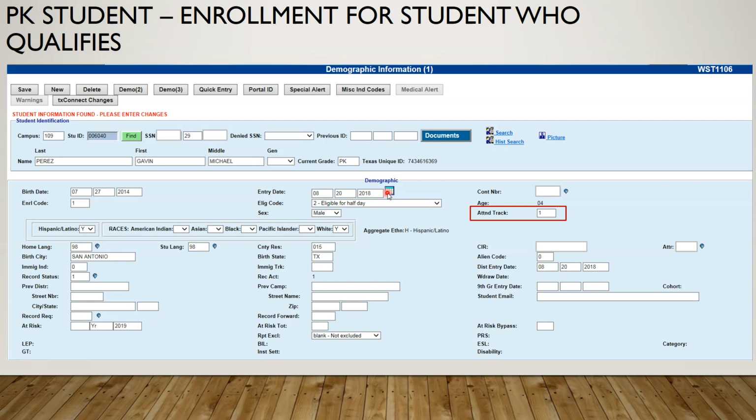Next would be entry date, the date that the student enrolls. The enrollment code, all students must have an enrollment code of a 1. Eligibility code, if the student qualifies for pre-K, it's eligibility 2. Their gender, male or female. The attendance track, all students are on track 1. Their ethnicity, the race, their home language, and then the student language that is spoken.